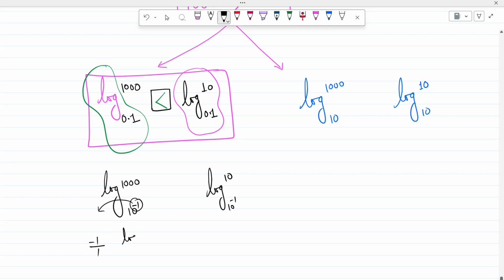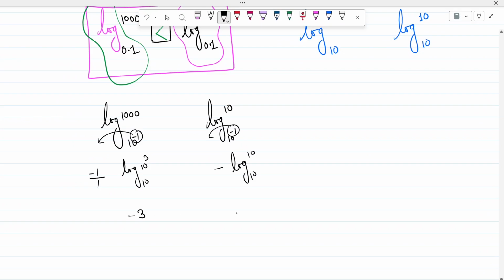This is log base 10 of 10 raised to power 3. Similarly, this one, the negative comes outside: negative log base 10 of 10. So this is equal to 3, and this one is minus 3 and this is minus 1. So which one is greater? This one is greater. So see, the inequality gets changed.